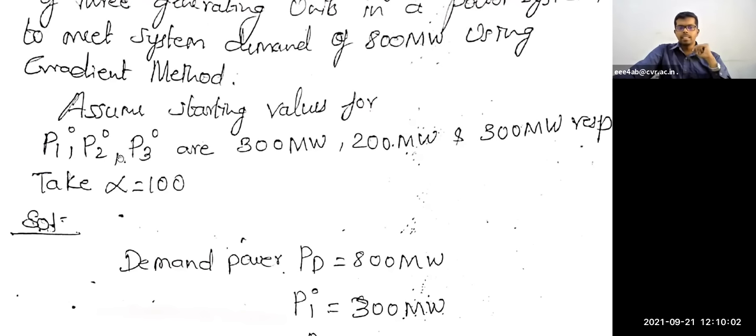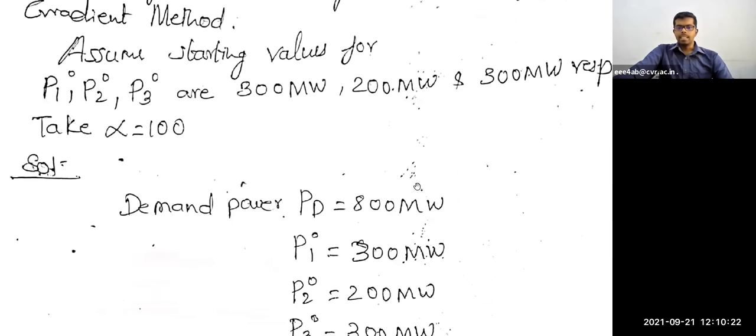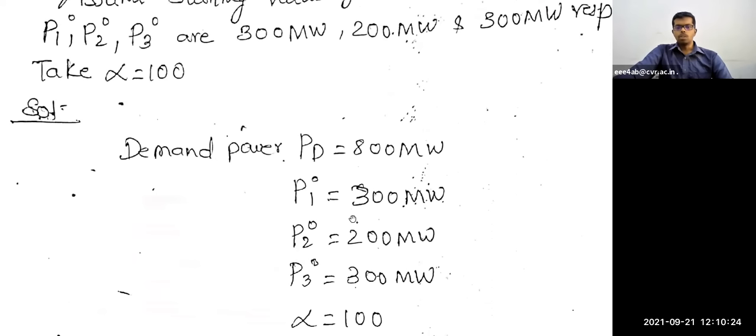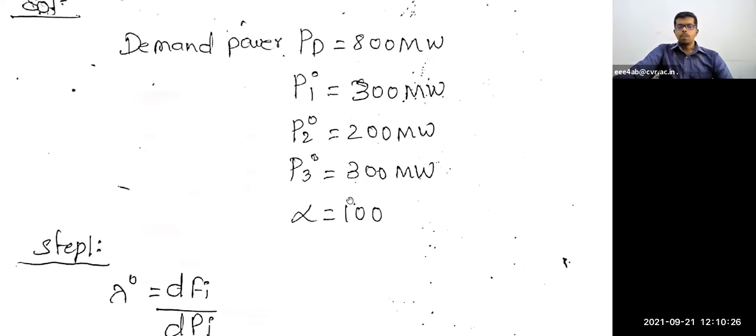So in this problem I have taken P1 naught, that is the initial values. P1 naught is equal to 300 megawatt. P2 naught is equal to 200 megawatt. Then P3 naught is equal to 300 megawatt. So this is the first step, that is to consider the initial values of the power generating units. It is also meeting the demand. So what is the next step?